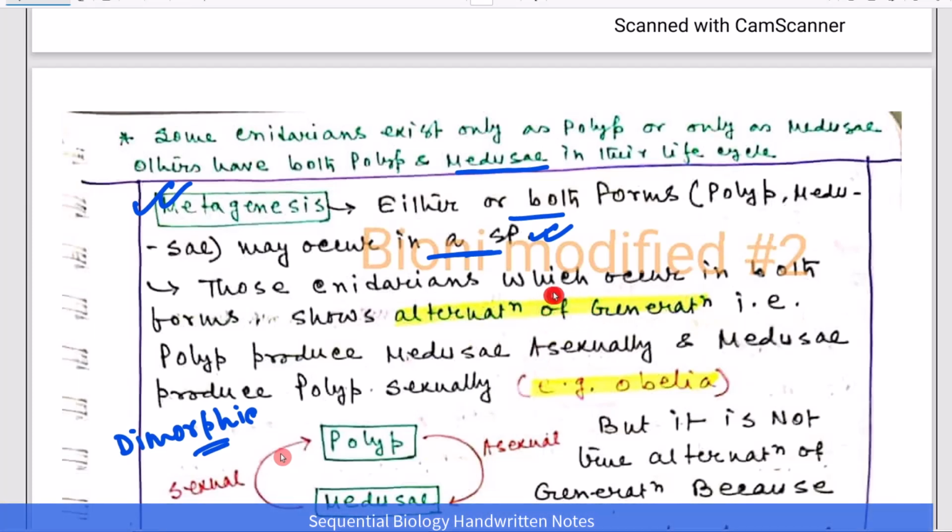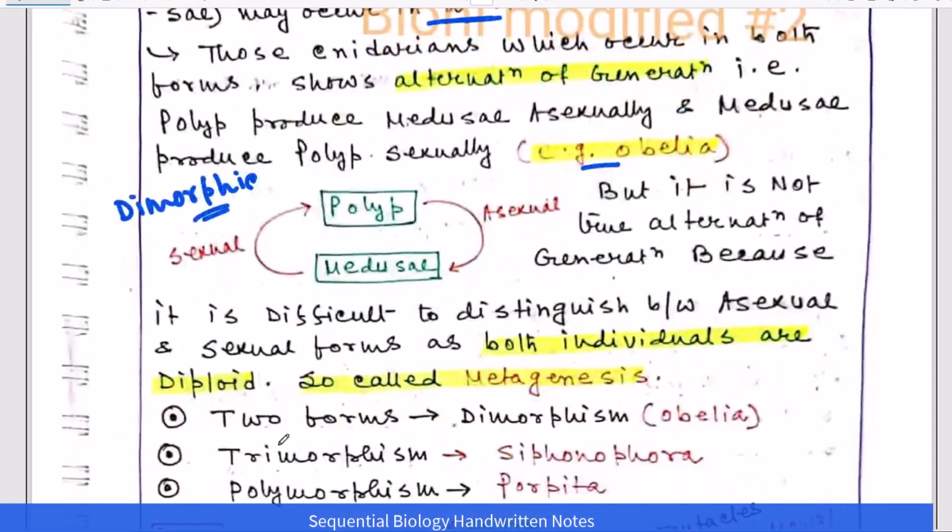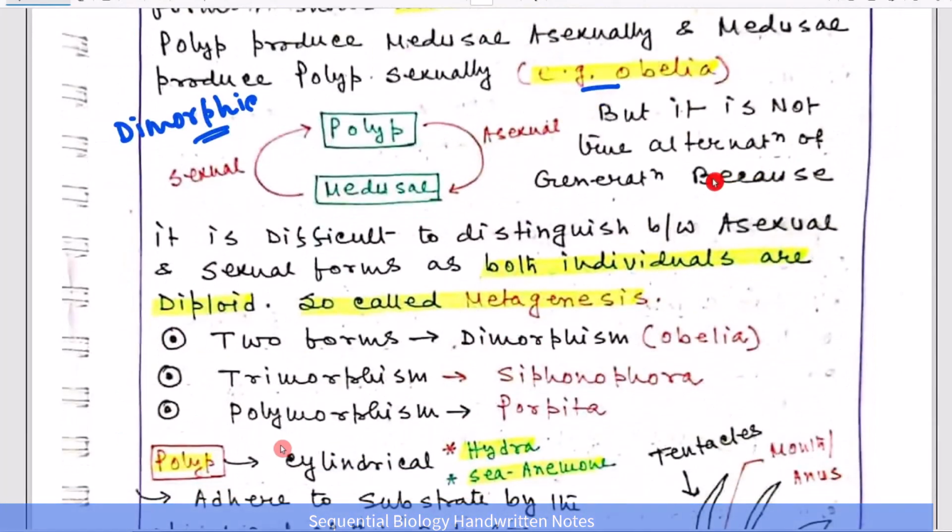That means polyp and Medusa repeat alternately in their life cycle. Polyp produces Medusa asexually and Medusa produces polyp sexually. Example, Obelia. But it is not true alternation of generation because it is difficult to distinguish between the asexual and the sexual form, as both individuals are diploid.